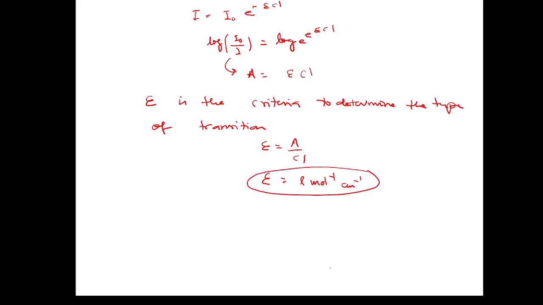Now from this epsilon, we can know whether it is a dd transition, a ligand transition, or a metal charge transfer transition. Right? So what are the different types of electronic transition in the coordination complexes or in the metal complexes?